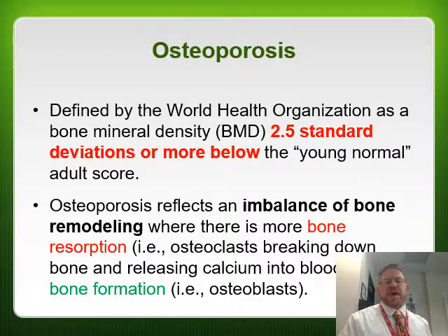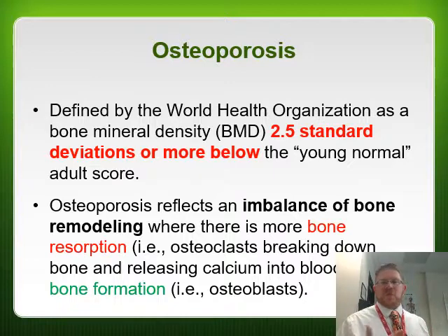It reflects an imbalance of bone remodeling. Remember, bone gets broken down and rebuilt just like other cells in the body. So there's more bone resorption. That term bone resorption is when osteoclasts come in and they break down the bone and they release more calcium into the bloodstream, and then rather than your osteoblasts coming in for bone formation.